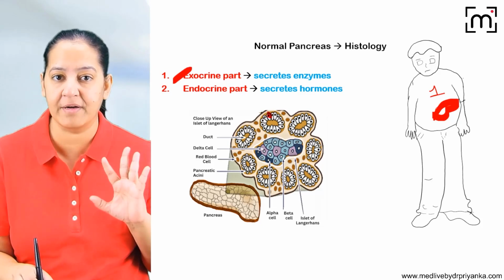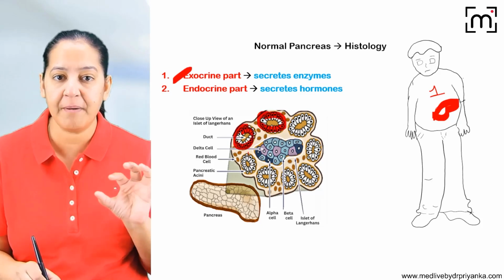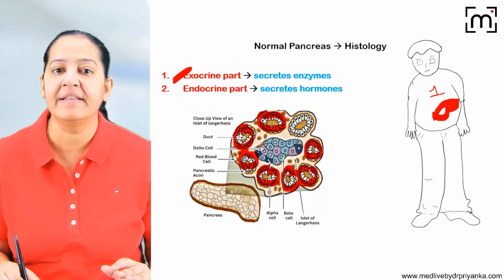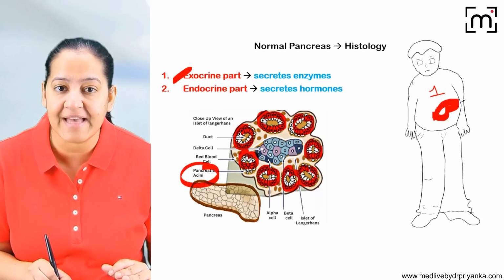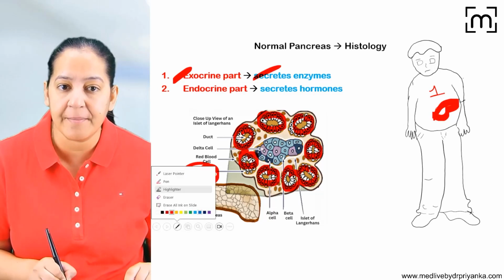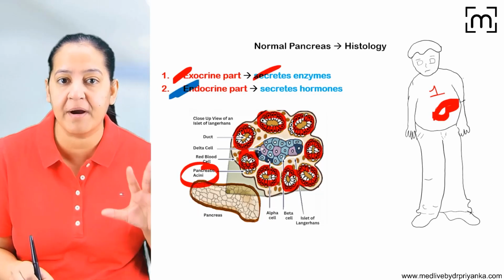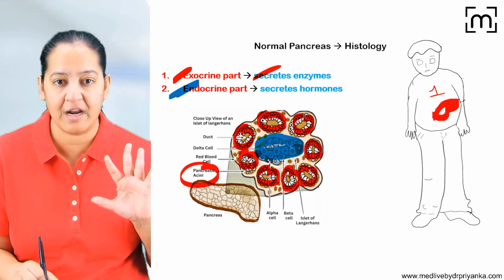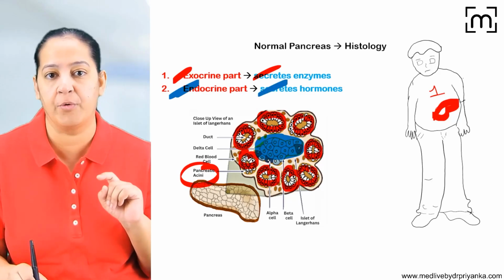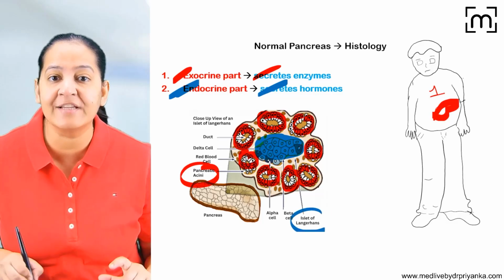Where is the exocrine part? This is the exocrine part. The exocrine part is in the form of glands. These glands are known as pancreatic acini and they secrete enzymes. And the endocrine part, you can appreciate here, is in the form of a collection of cells: alpha cell, beta cell, delta cell. These cells secrete hormones, and the collection of cells is known as the islet of Langerhans.